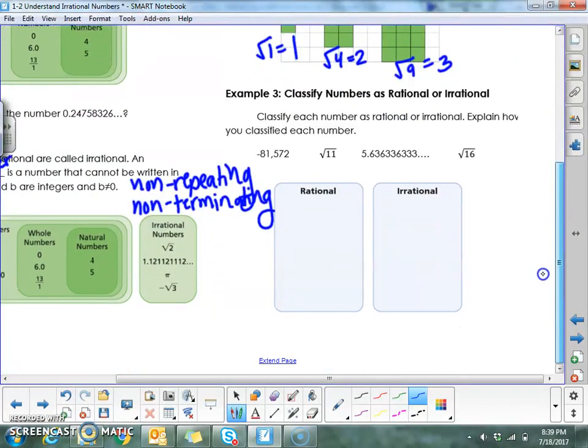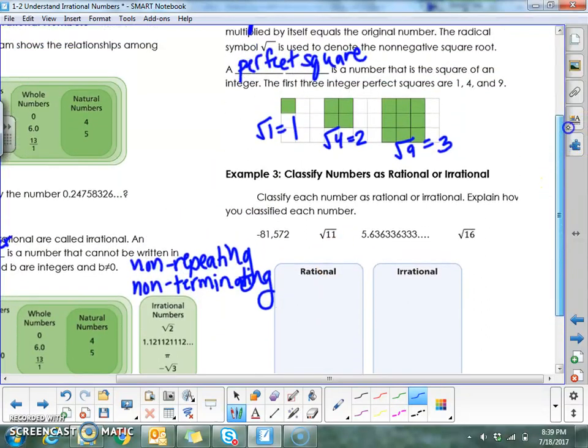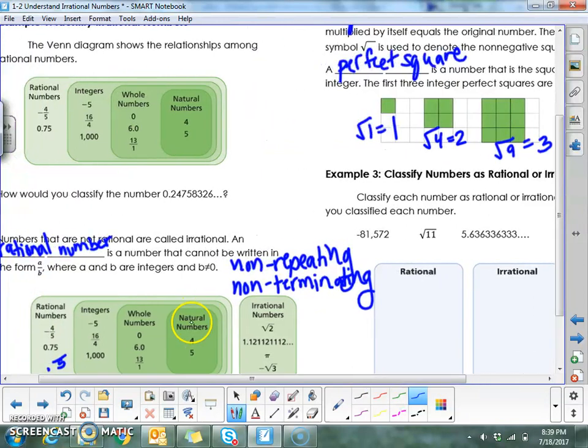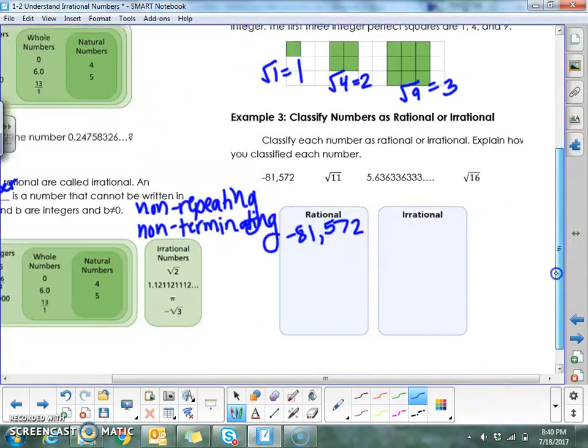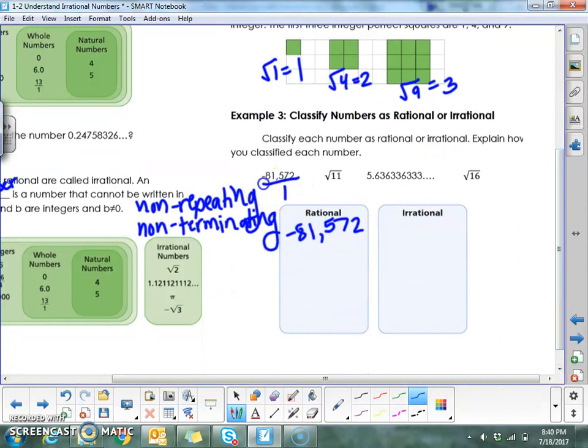Okay. Example 3. Classify numbers as rational or irrational. So we're going to take these 4 numbers and we're going to fit them into either the rational classification or the irrational. So looking at this first one, we have negative 81,572. It's a negative number, so that would be considered an integer, and integers fall under your rational numbers, so we're going to put negative 81,572 in the rational category. I can also think about that one as I can write it as a fraction. I can put it over 1, and that is writing it as a fraction, which was one of the things that rational numbers have to be able to do.